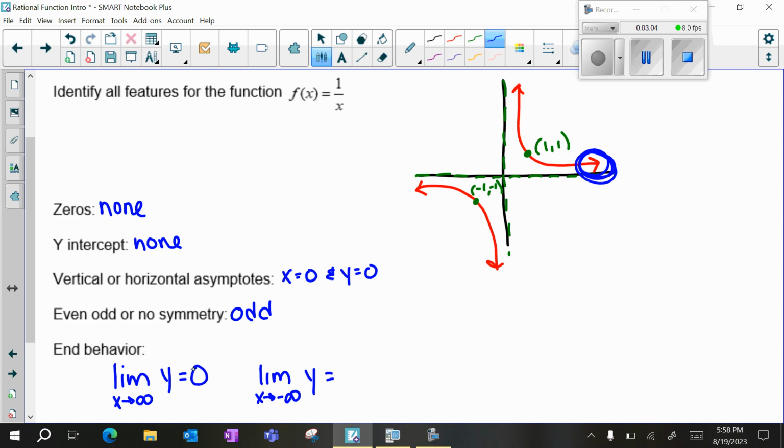As x approaches negative infinity, that's this arrow here. Once again, the limit, your end behavior, is your height, your y value. So it's getting closer and closer to 0 as well. So these are our parent function features for the rational function family of functions.